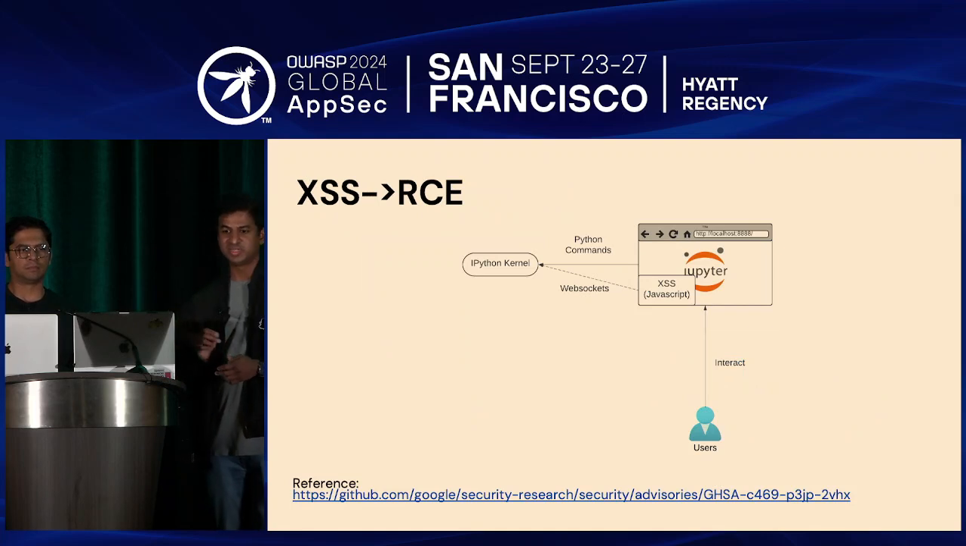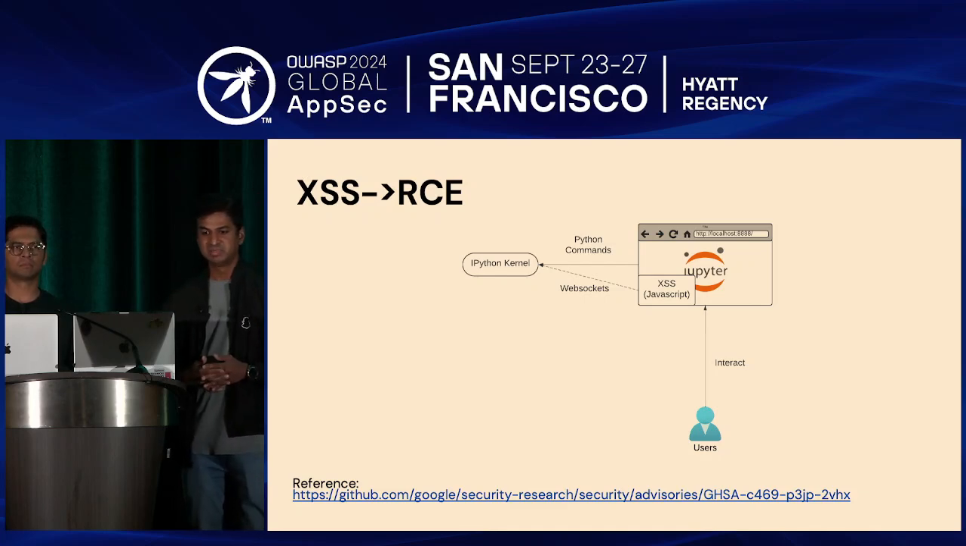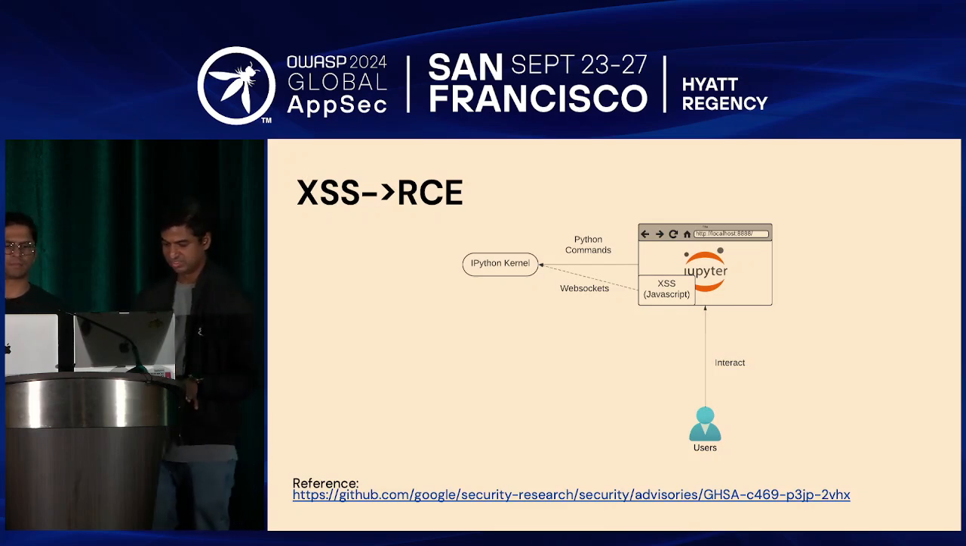It's very important to understand that an XSS is not just an XSS in the context of Jupyter Notebooks. Because of the existence of the IPython kernel, the XSS or JavaScript code can now interact with this kernel in the backend and issue Python commands to it. And this is why it becomes super critical whenever an XSS is associated with a Jupyter Notebook.